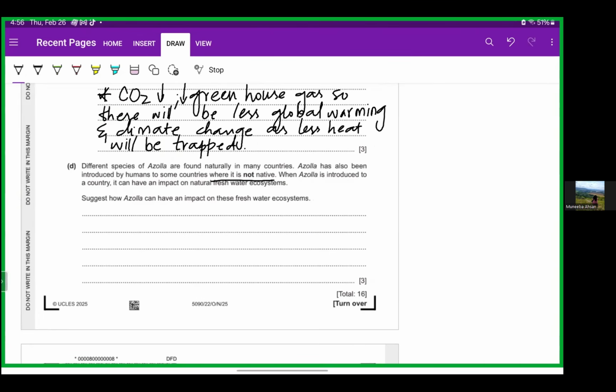Or the other thing that could be possible is eutrophication, right? Because there will be increased nitrates and ammonia causing increased plant production. Plant production will increase, so it can lead to eutrophication as well.